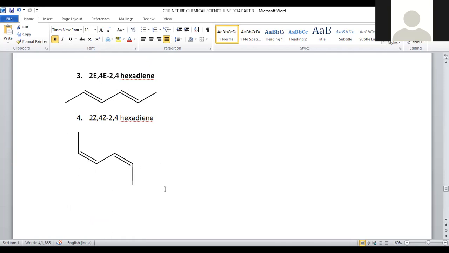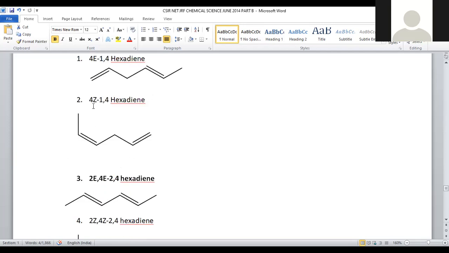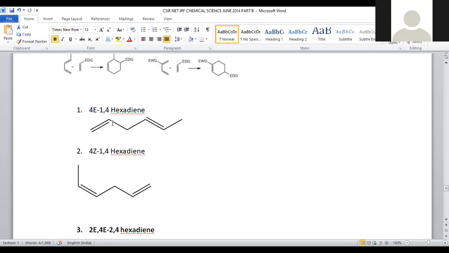When we go with option number 4, both are in cis conformation only, 2Z, 4Z. When you go with all Z conformation, it will never be suitable for the Diels-Alder reaction, because here the high steric hindrance is there, all the alkyl groups being in the same inclination. So option number 4 can be discarded. Option 2 can be discarded too; even though there is a possibility of reactivity, in the end an alkyl group is missing.